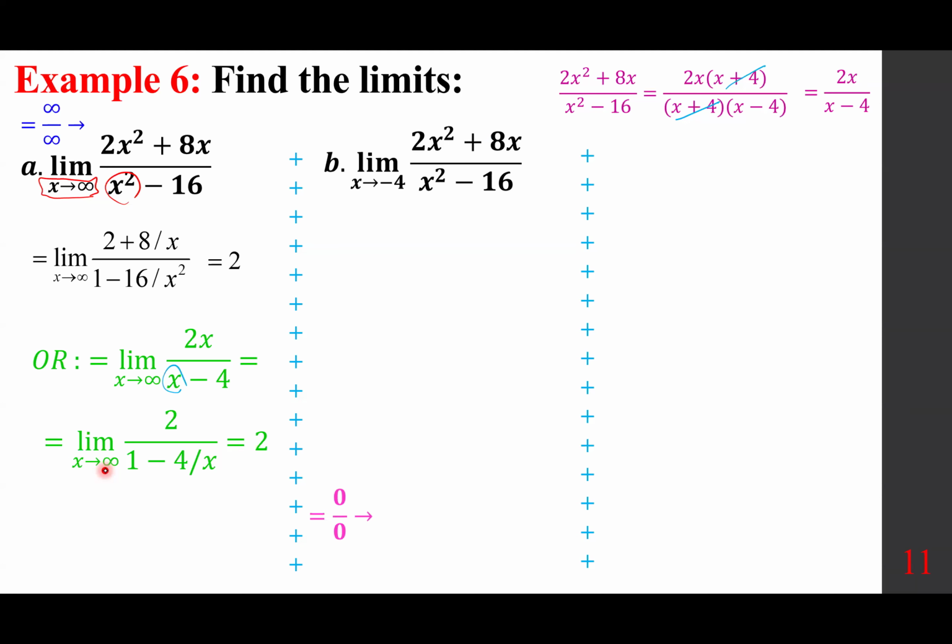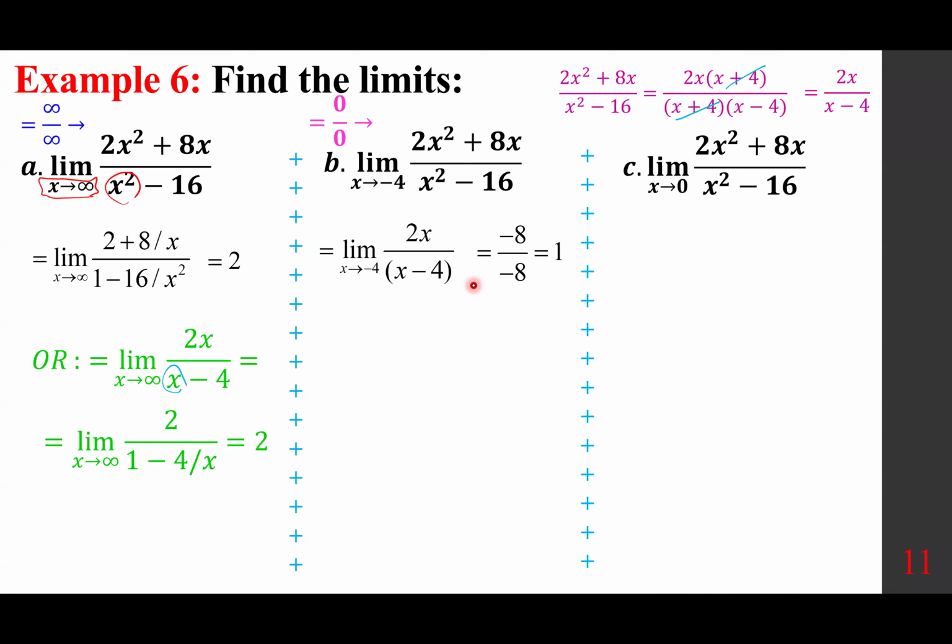Over here, if you plug in, you get 0 over 0, and the technique is to factor. We already have it factored. So now, if I put negative 4, I get negative 8 up here, and I put negative 4, I get negative 8 down here. The answer is 1. So the factored format will do the job for us. Otherwise, it won't.